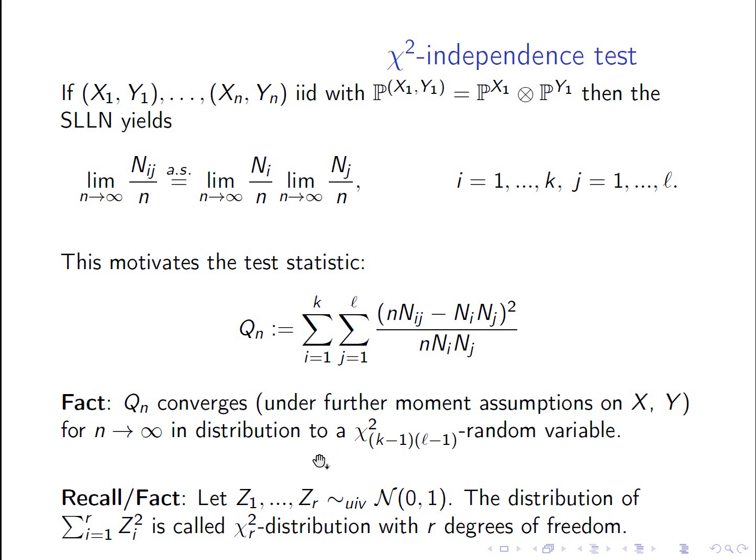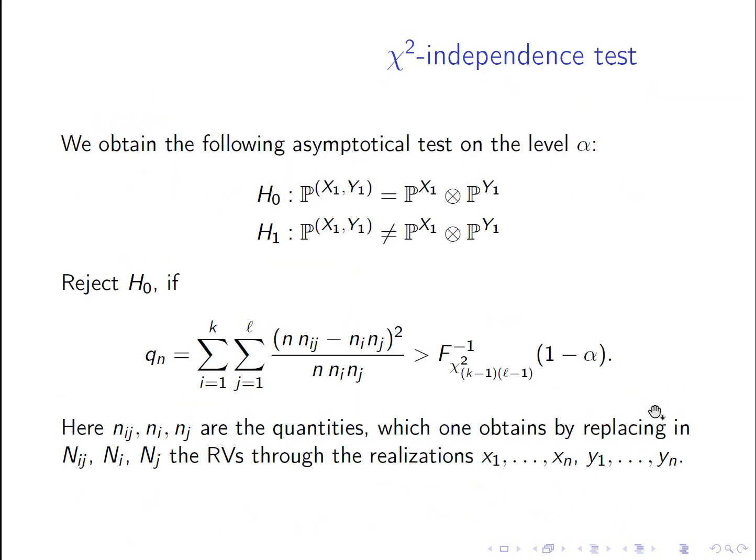And this we can use now. If you haven't seen what the chi-square distribution is, or if you have forgotten it, if you have Z_1 up to Z_r IID standard normal, and you square them and sum them up, then you get a random variable which has a chi-square distribution with r degrees of freedom. Okay, and now we can build the following asymptotic test.